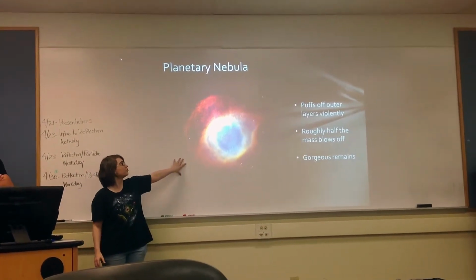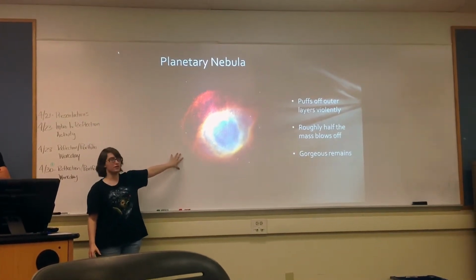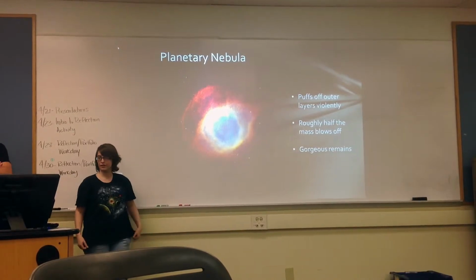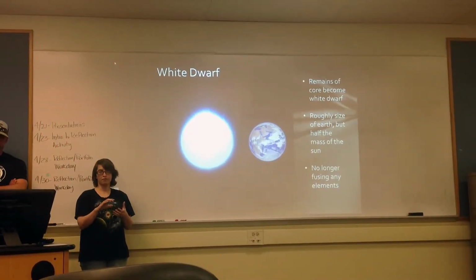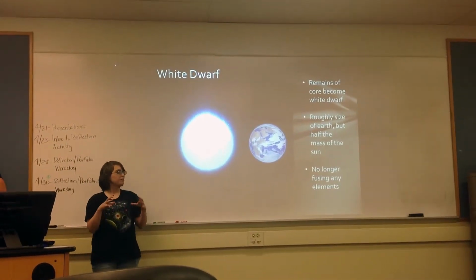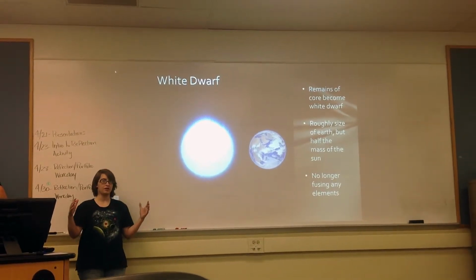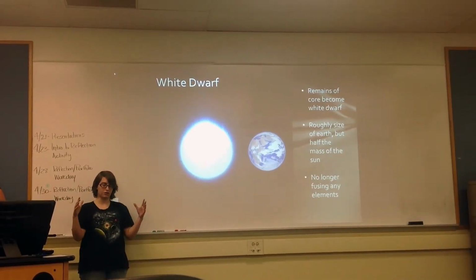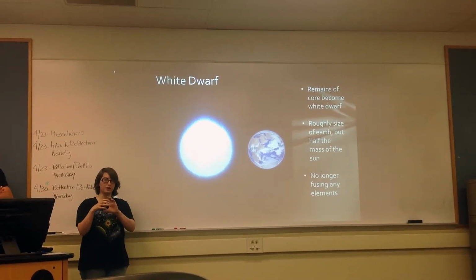And this is an example of a planetary nebula. I think this one, this is the God's Eye Nebula. The core, what hasn't been puffed off, is going to contract into what's called a white dwarf. It's going to be about the size of our Earth, but it's going to have half of the mass of the current sun. So it's going to be really dense. It's going to be really heavy.